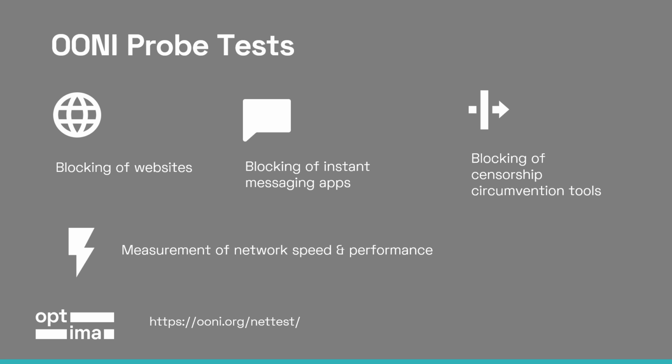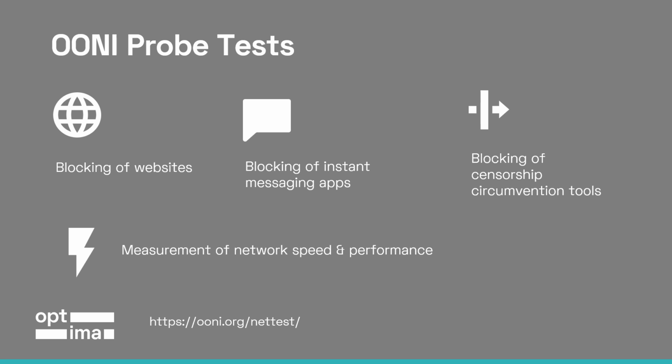Now, how does OONI Probe work? Well, essentially, OONI Probe, the app, includes many different types of tests, and each test is designed to measure different forms of internet censorship. The main ones that we'll talk about today are those which examine the blocking of websites and the blocking of apps. By apps, specifically, we're referring to two types of apps. On the one hand, we're referring to instant messaging apps. In this case, we specifically have tests which measure the blocking of WhatsApp, Facebook Messenger, and Telegram.